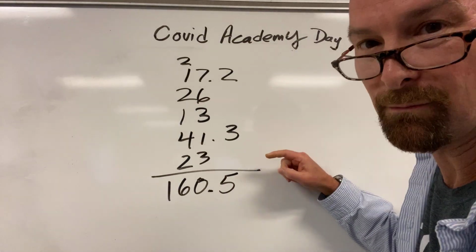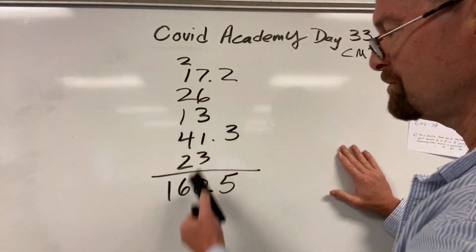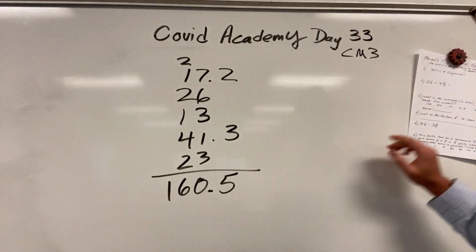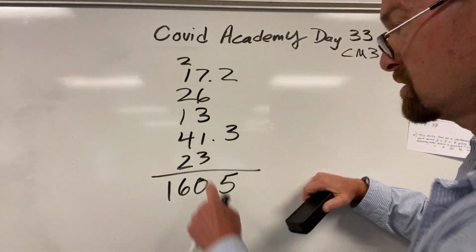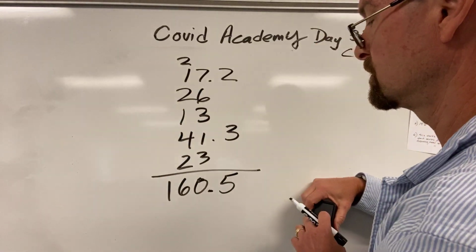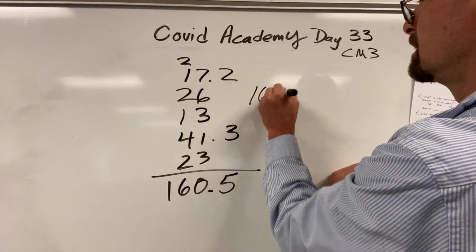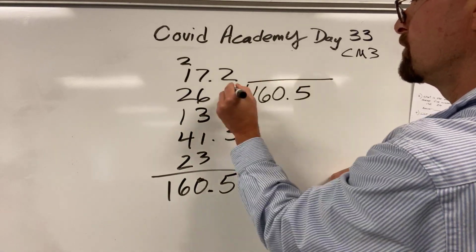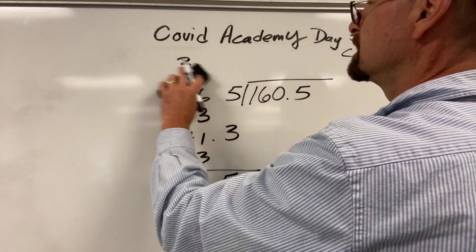Okay, you got to add them up. Well, I'm not done yet. Chill. You add them up, you get 160.5, but it said average. So we got to average 1, 2, 3, 4, 5 numbers. It means we have to divide it by 5. So 160.5 divided by 5. And we do some erasey.